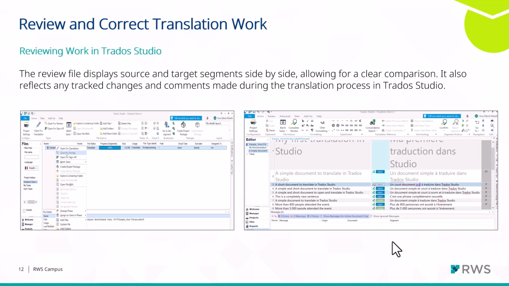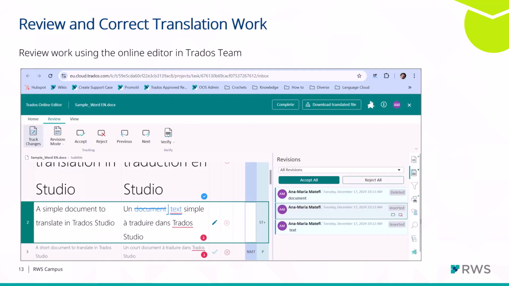And at the end of the review process, you can finalize the file or the project in order to update the translation memory with the fully reviewed and approved content. This is how it looks in the Trados Desktop application, but the same process you can do on Trados Cloud. The view is just a little bit modified, but the process is the same.